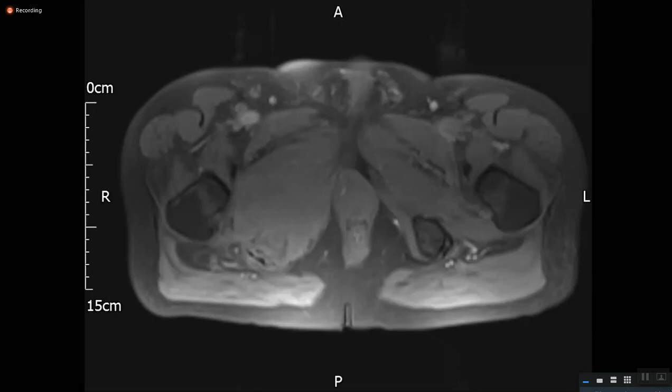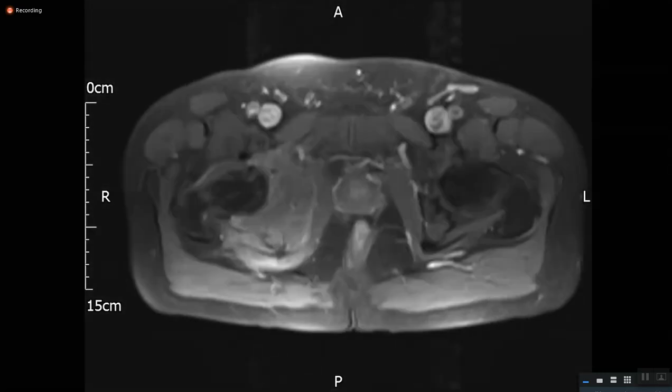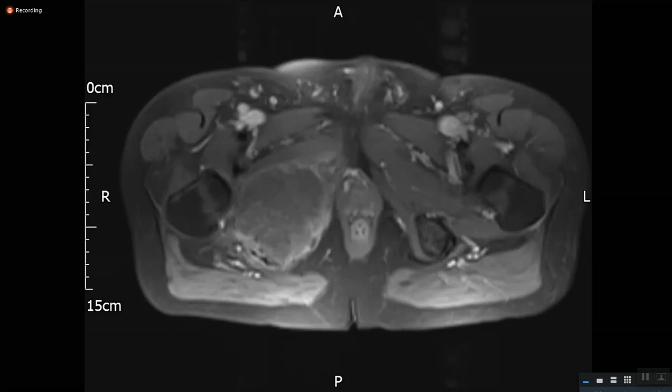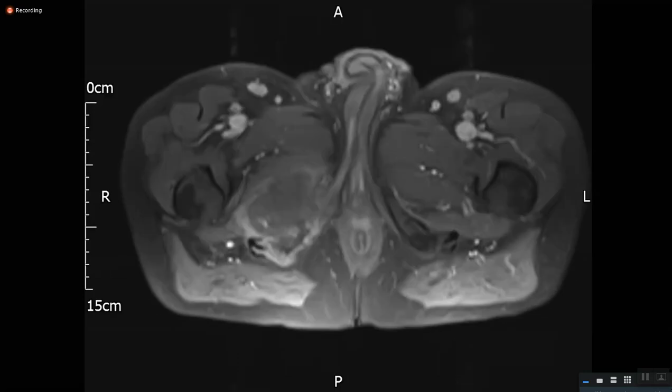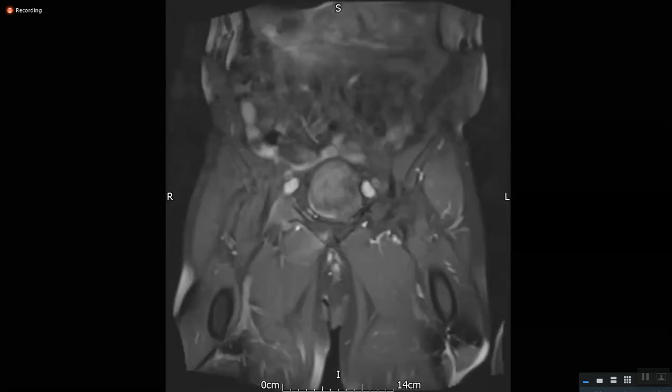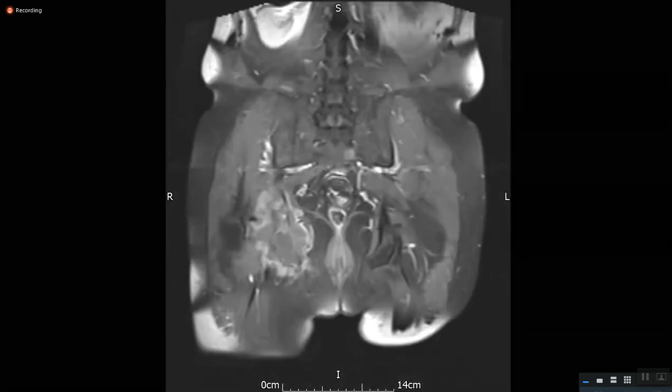So this was a point that classically, whenever you do a contrast, you have to do fat saturated, and for that the pre might be given, and this is a post. So there is a lot of necrosis, etc. So this is a soft tissue sarcoma, which is invading the bone secondarily.